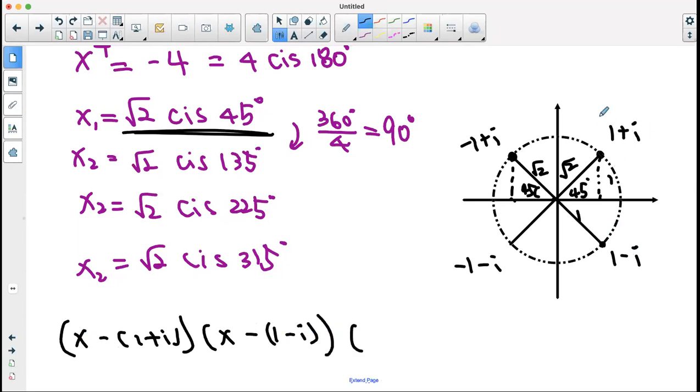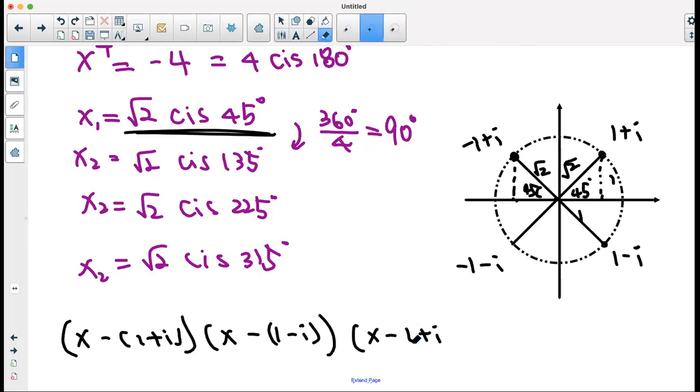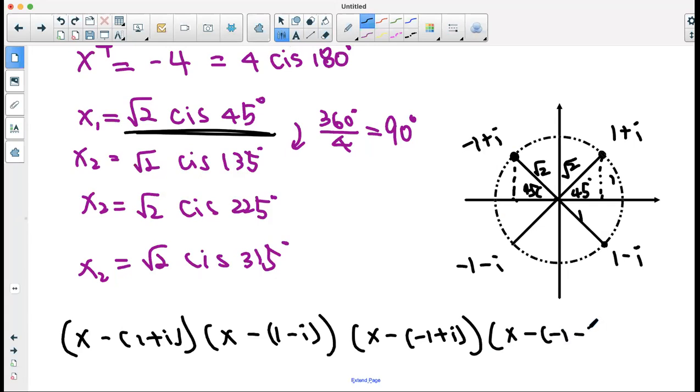I went these two first. And then x minus 1 plus I, but minus. Wait a minute, I have to put down another negatives. I need space for that. x minus negative 1 plus I. I did the second quadrant one. Last one is what? x minus negative 1 negative I equal to 0. That's what I could have done. I just did a linear factorization, isn't it?